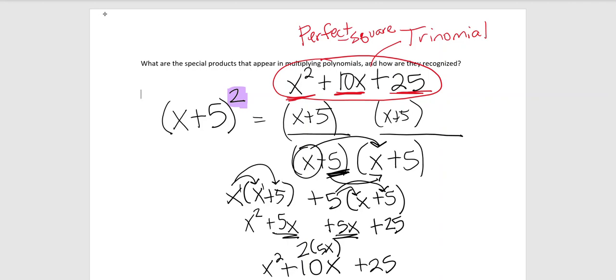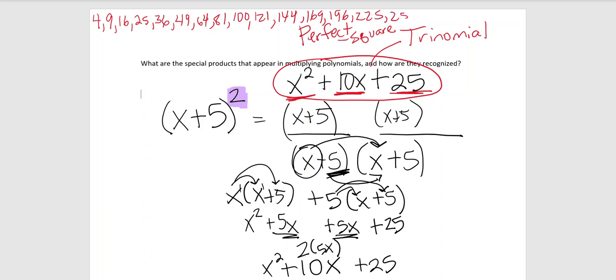When I think of perfect squares, I should think of numbers like 4, 9, 16, 25, 36, 49, 64, 81, 100, 121, 144, 169, 196, 225, 256, 289, 324. I'm out of practice. I hesitated there. But we could keep going, right? Because these are all perfect square numbers.